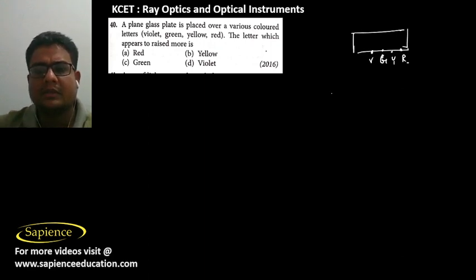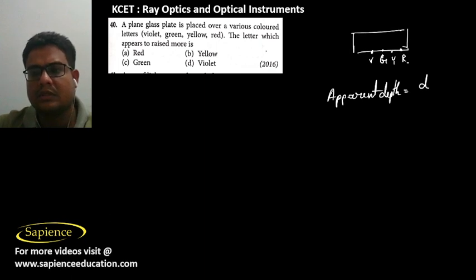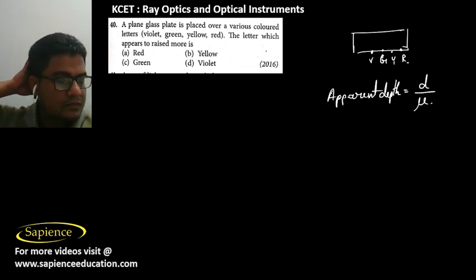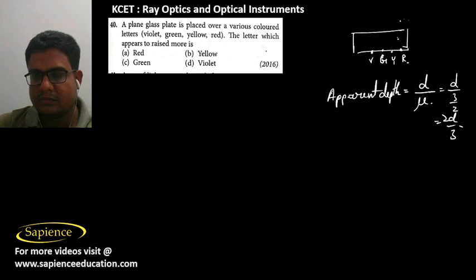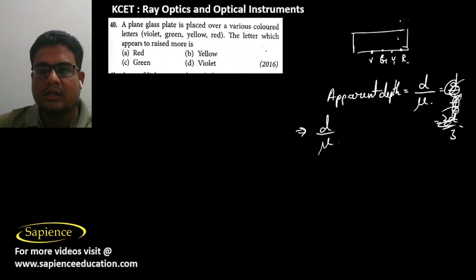So we know that the apparent depth of the object is equal to d by mu relative. So it will be the refractive index of the glass by refractive index of air. So this will be d by 3 by 2, so that is 2d by 3. No, sorry. So this is d by mu, and wavelength is highest for red. Wavelength for red is highest.